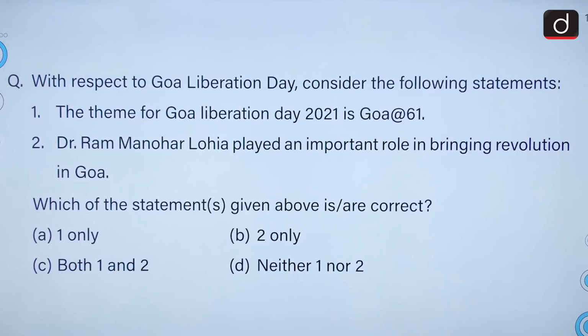With respect to Goa Liberation Day, consider the following statements. The theme for Goa Liberation Day 2021 is Goa at 61. Dr. Ram Manohar Lohia played an important role in bringing revolution in Goa. So we have to select the correct statement. First is incorrect because the theme is Goa at 60 and not 61. Second is correct. The correct answer is option B.